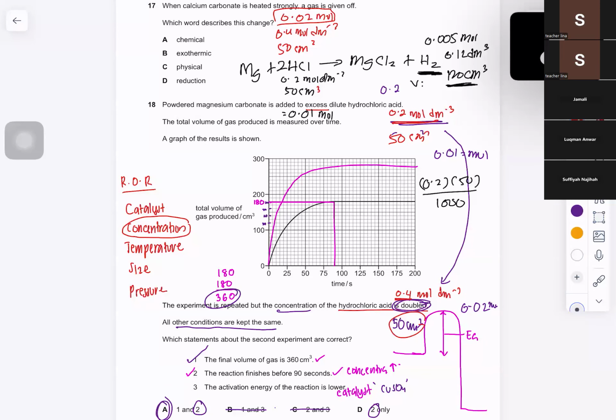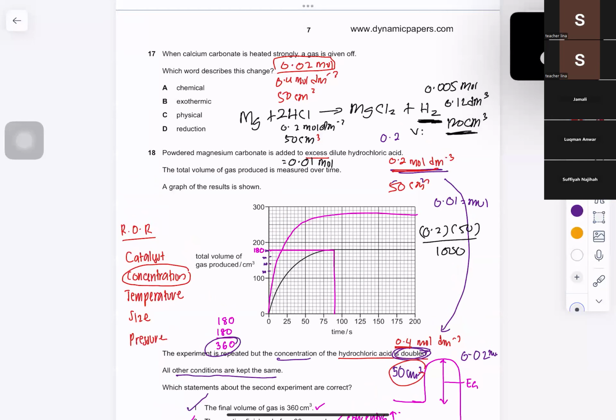Faham. Okay. Lepas tu teacher buat ratio lah. Kalau teacher buat ratio, teacher akan dapat divide by 2. So dapat 0.01 mol untuk H2. 0.01 mol, teacher timeskan dengan 24. Teacher akan dapat 0.24 dm cube. So lepas tu 0.24 dm cube, teacher darabkan dengan 1000. Teacher akan dapat 240.